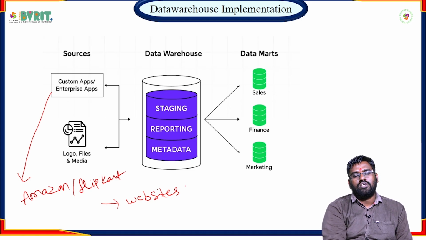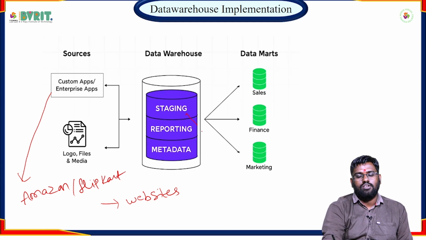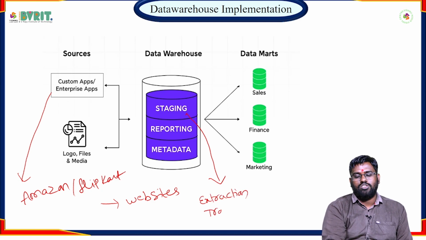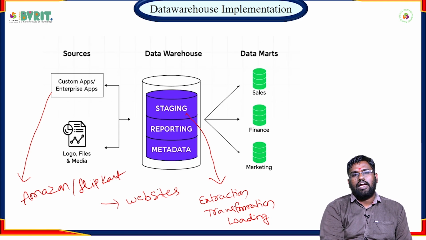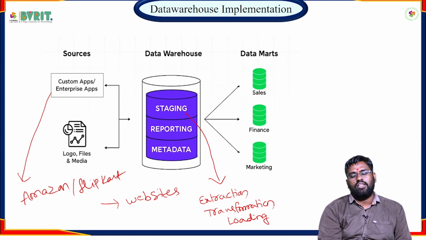Then the data will be sent into the data warehouse. Here we have three stages: staging, reporting and metadata. What does staging mean? Extraction, transformation and loading. These three phases are called staging. Extraction means collecting the data from different sources, transformation means converting it into a suitable format, and loading means storing the data into the data warehouse.